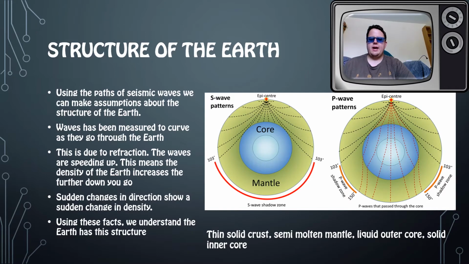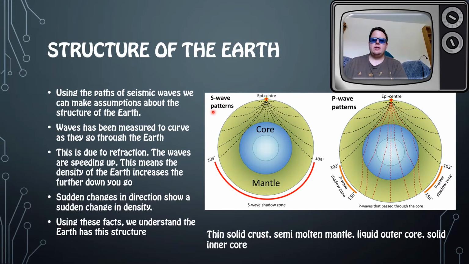We have a thin solid crust going around the outside. We then have a semi-molten mantle, which we can think of as being solid, and we'll get to how we know that in a minute. We then have a liquid outer core and a solid inner core.